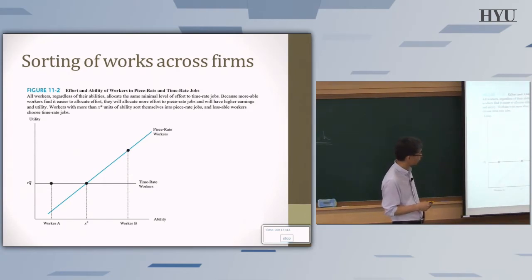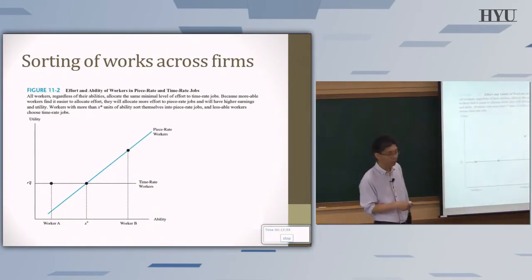Okay, so this is how we can think about it. Let's say this is the ability level. So the horizontal axis is the ability level. And this is the axis of utility. What does it mean? If you're on a time rate, it doesn't matter what level of ability you have. 1 hour is 1 hour. 1 day is 1 day.